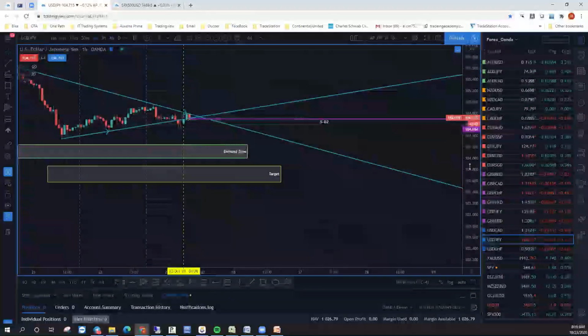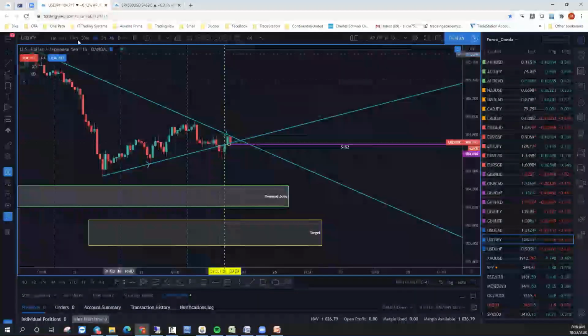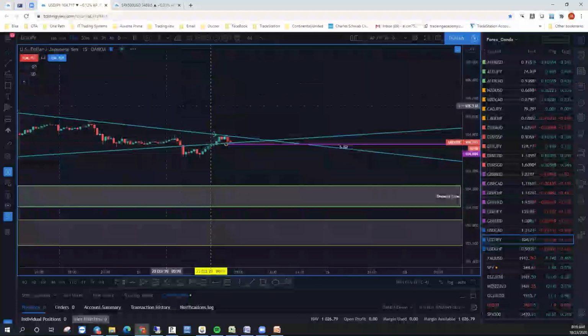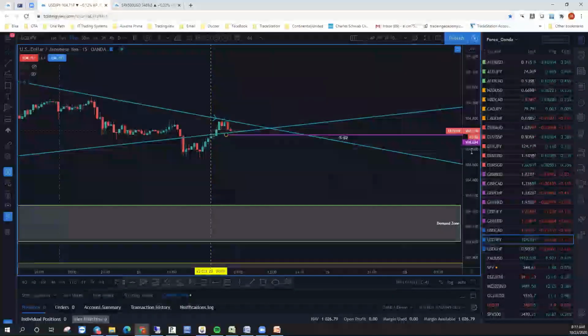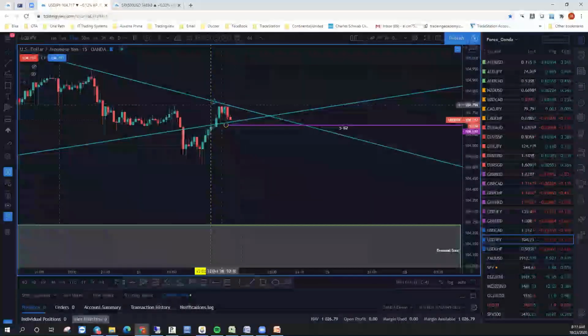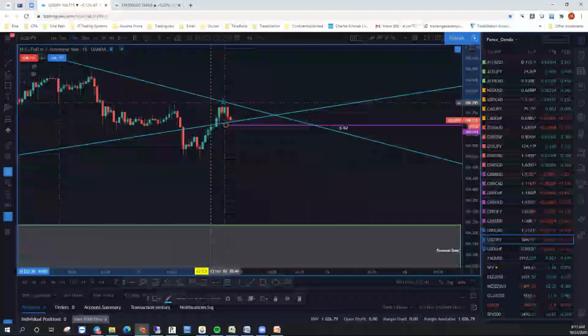So we're going to go to the 1 hour. Actually, let me go back to the 15-minute chart because that's where the alert was. We drew our trend lines. And so here's the validation, which was actually after the alert.